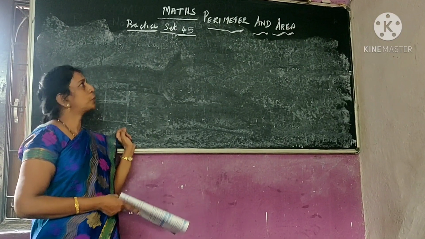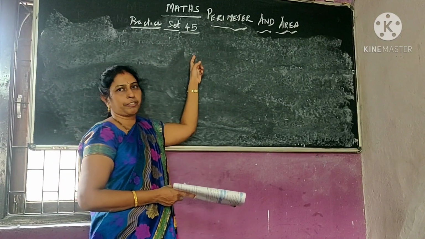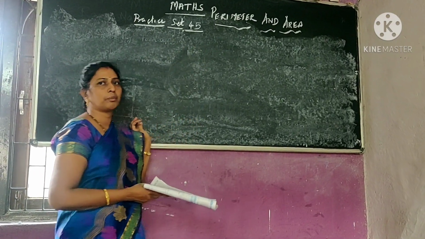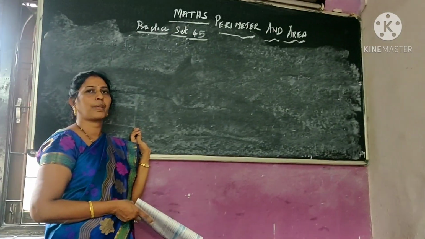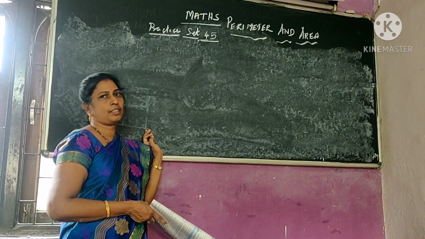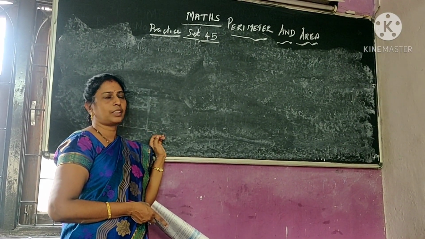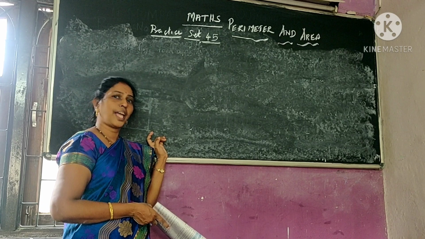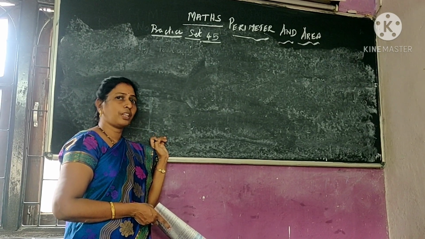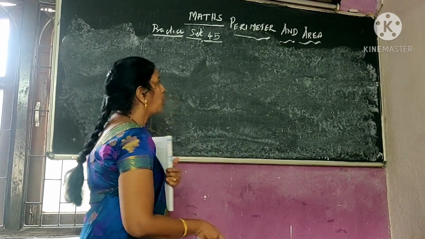Students, now we are going to start practice set 45. In the previous practice set 44, we learned about the perimeter of a square and a rectangle. Now in this exercise, we will learn the area of a square and the area of a rectangle. So we will learn the formula.